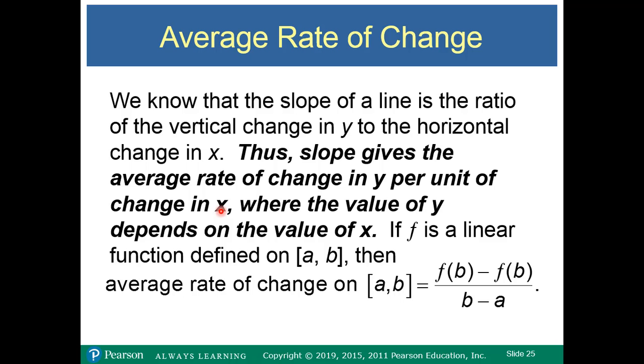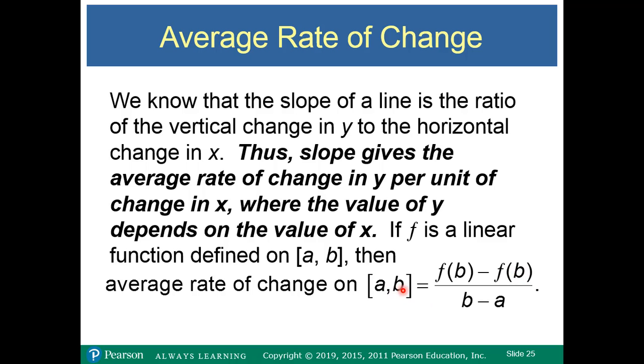So now, if f is a linear function defined on the closed interval from a to b, then we can find the average rate of change by taking the value of the function at a, which is f of a. This should be f of a right here. That's a typo in the slide. This should be f of a.